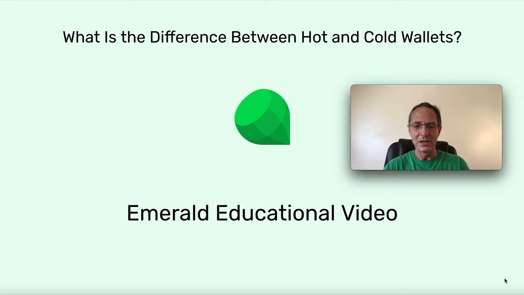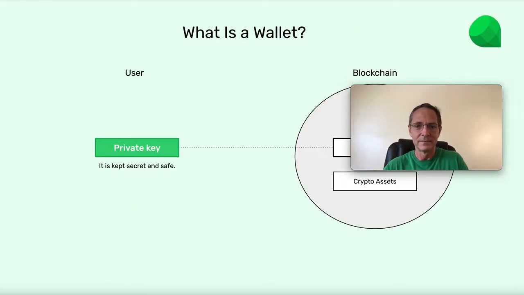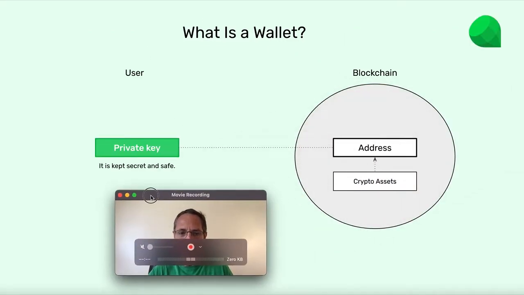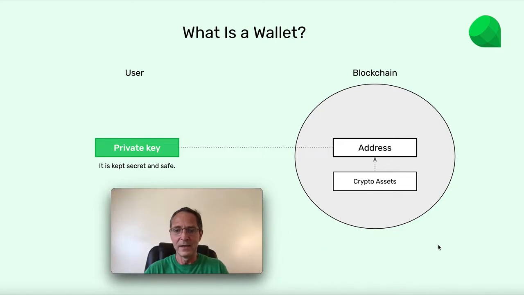In this Emerald educational video, I'm going to explain what is the difference between hot and cold wallets. First, let's see what is a wallet. A wallet is basically the combination of a private key and an address on the blockchain. The private key is kept by the user and it must be kept secret and safe, and is used to control the crypto assets that we have on the blockchain. So a wallet is basically the combination of a private key and an address.